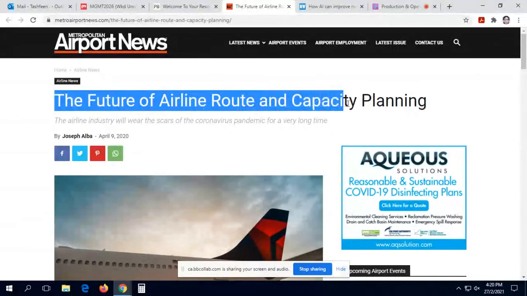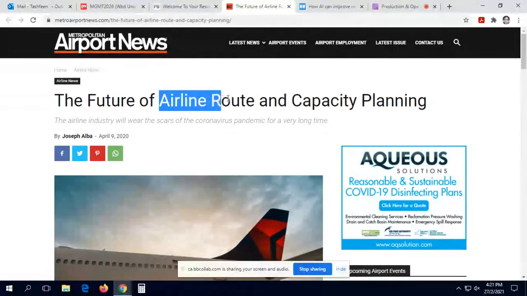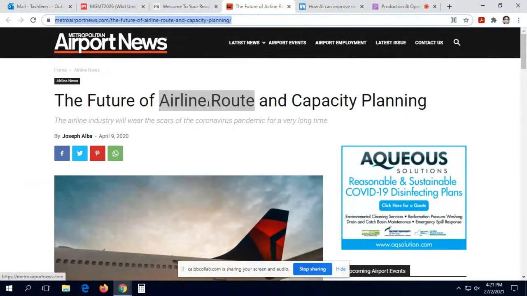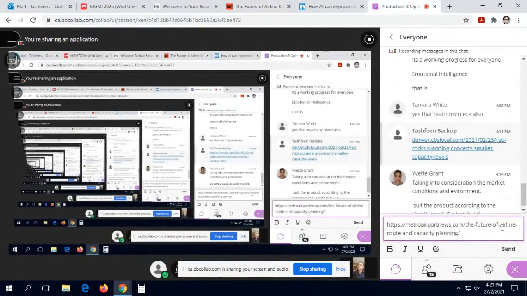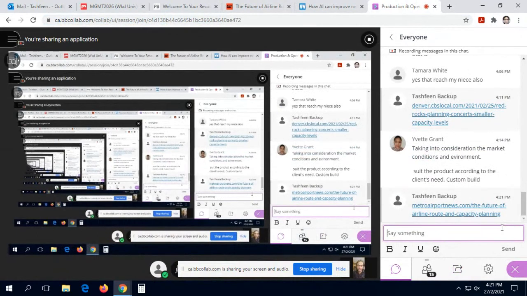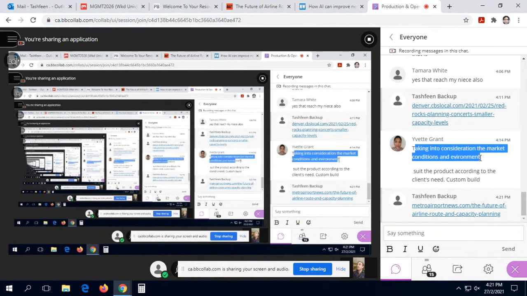Yeah, so I showed you that clip, and then look at this one: the future of airline routes and capacity planning. So whatever industry you are interested in would come here: the future of, let's say, the fashion industry, the future of transportation and capacity planning. You have to run some searches on this and then read whatever you are interested in. As I was explaining earlier, I was looking at the airline industry, so I can share this with you. If you are interested, you can read this. If you are not interested in airlines, you can just scan it and read something which you are interested in, taking into consideration the market conditions and environment.